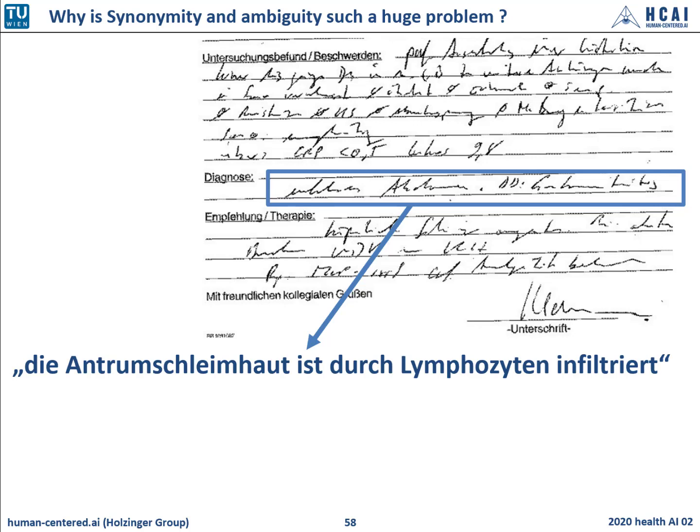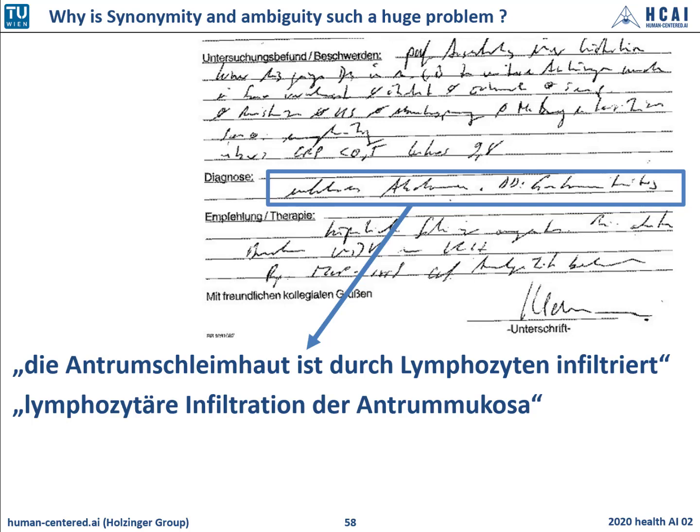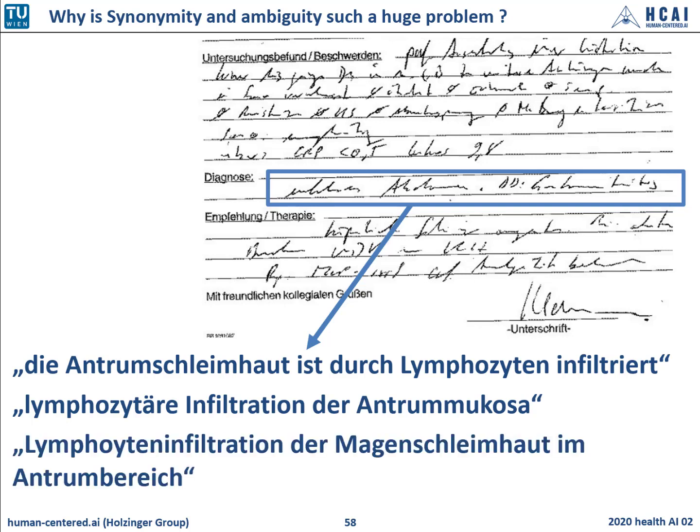For example, "die Antrum-Schleimhaut ist durch Lymphozyten infiltriert" is the same as "lymphocytäre Infiltration der Antrum-Mucosa", absolutely the same, or "Lymphozyteninfiltration der Magenschleimhaut im Antrum-Bereich". You see, these are totally different sentences, but meaning exactly the same. So this is a big problem, the synonymity and ambiguity of this language.